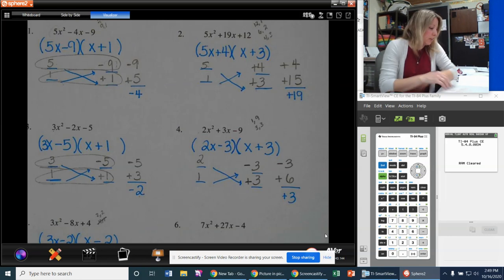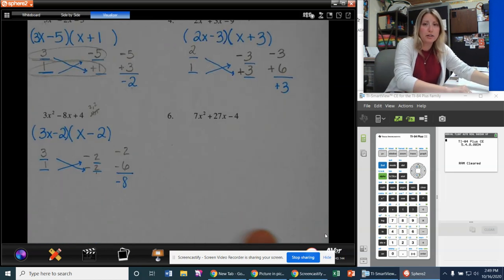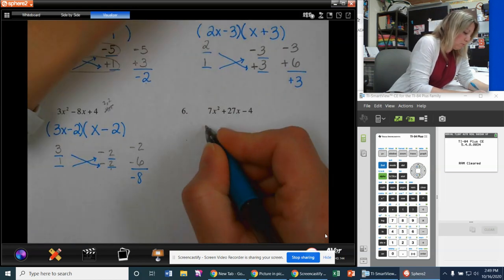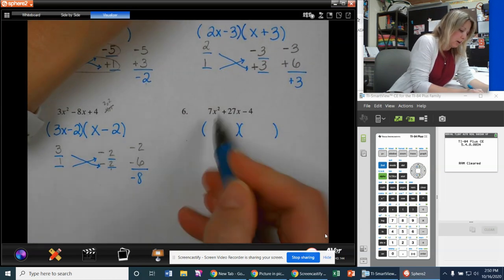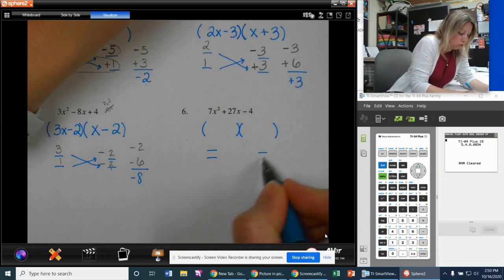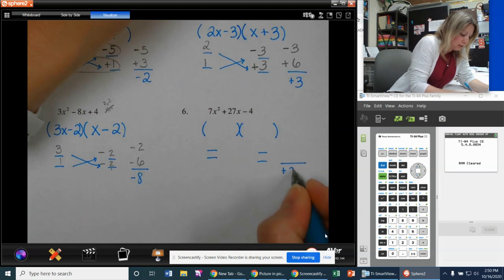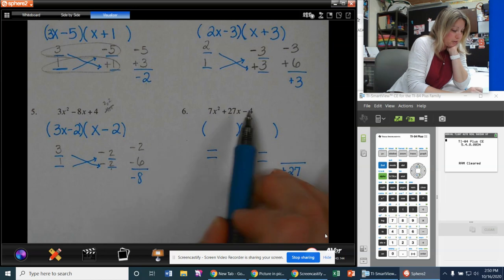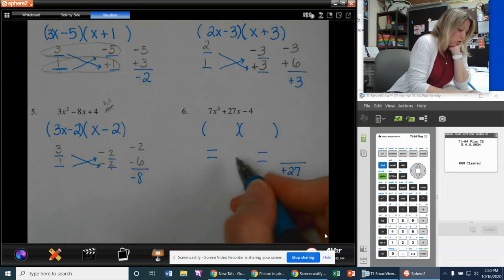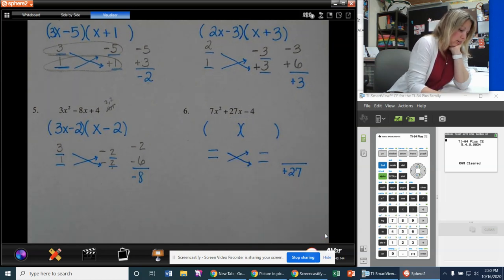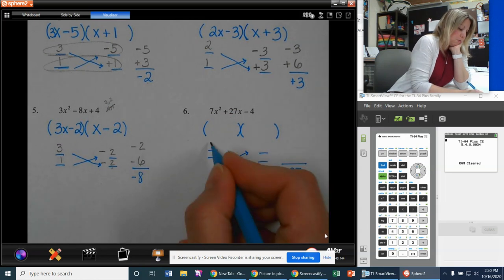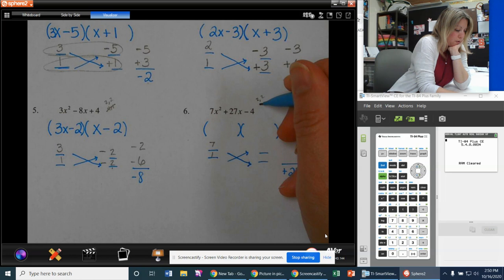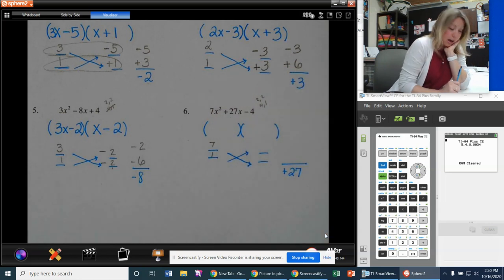All right. Last one. Then you guys try, practice. Okay. 2 binomials. There's a number in front of the x squared. So 2 lines, 1 line, positive 27. We are subtracting to get the middle this time because the end term is negative. So let's see here. 7 is a prime number. 7 and 1, that's it. 4 is 2 and 2 or 4 and 1. Got to be 4 and 1.